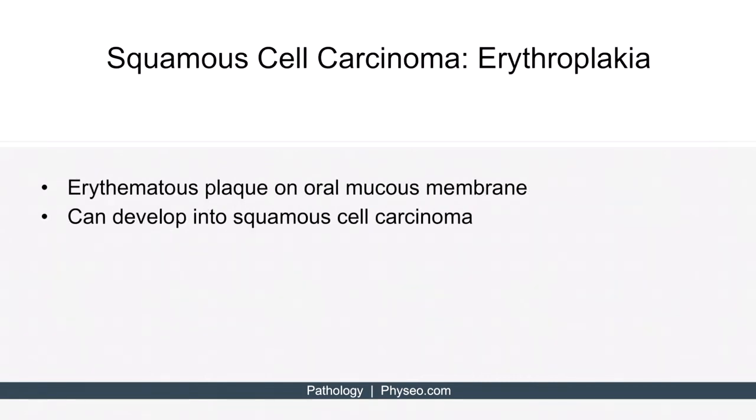Erythroplakia is an erythematous plaque on the oral mucous membrane and is a premalignant condition just like oral leukoplakia, which means it can develop into squamous cell carcinoma.